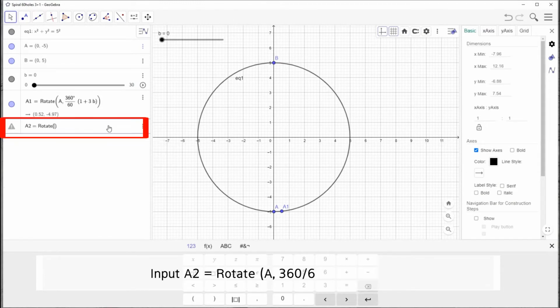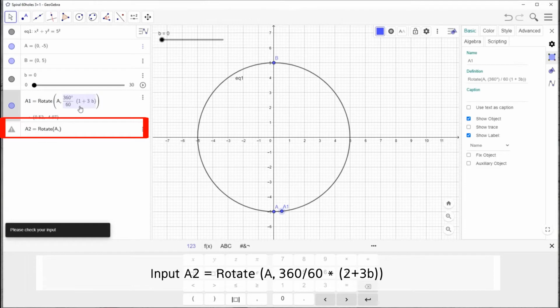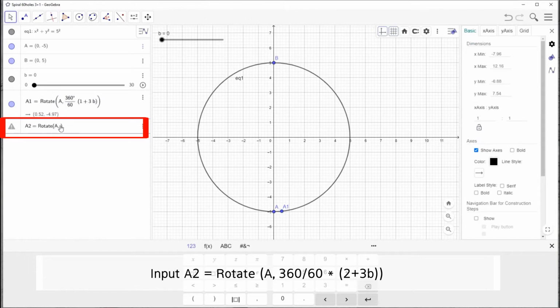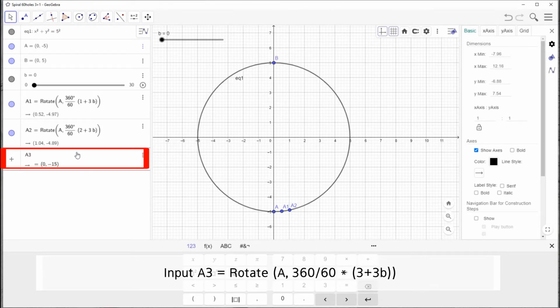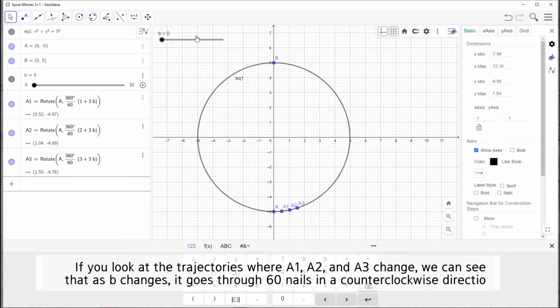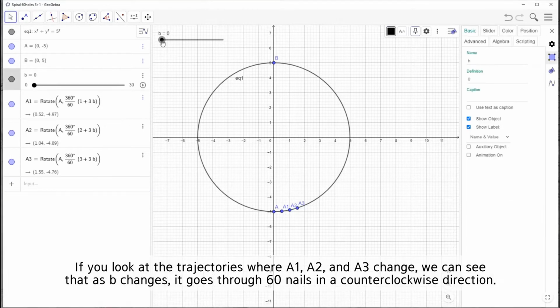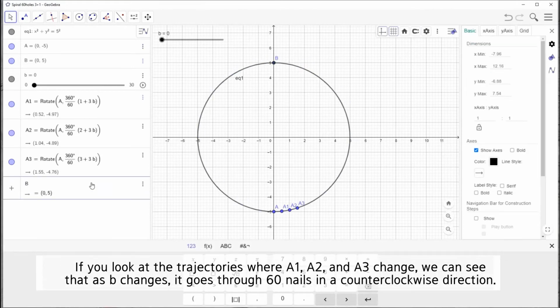Input A2, and input A3 also. If you look at the trajectories where A1, A2, and A3 change as B changes, it goes through 60 nails in a counterclockwise direction without skipping nails.